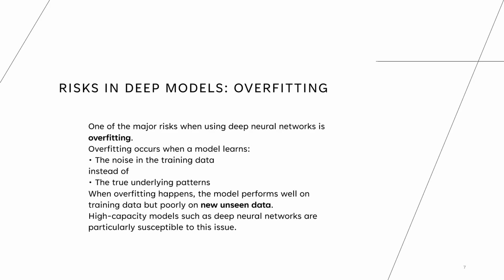This happens because the model has learned patterns that are unique to the training data, rather than patterns that generalize to new situations. Deep neural networks are particularly susceptible to overfitting because they have a large number of parameters and a high capacity to represent complex functions. For this reason, when building deep learning models, it's important to carefully monitor how the model behaves and ensure that it is learning meaningful patterns rather than memorizing the training data.